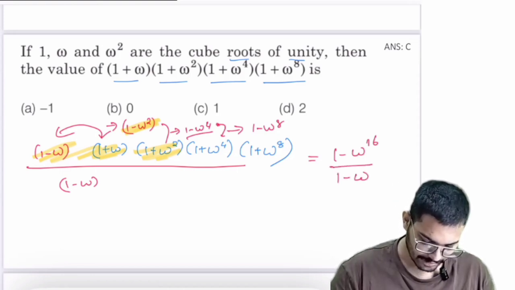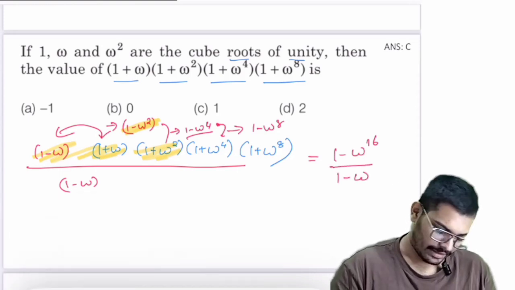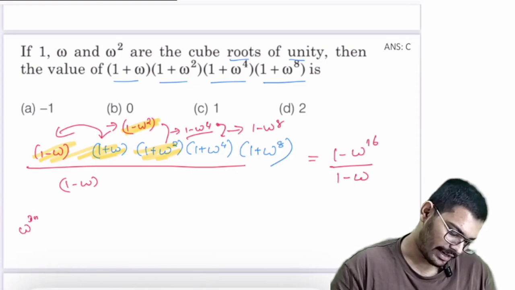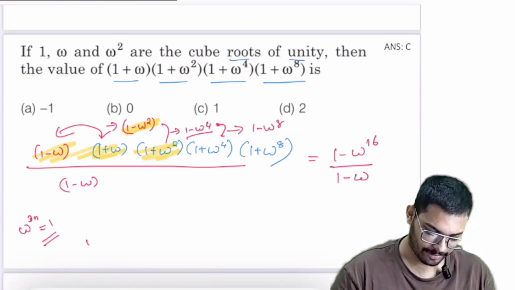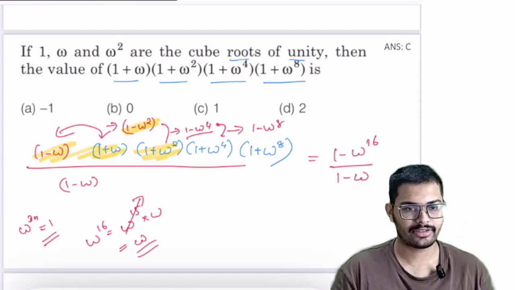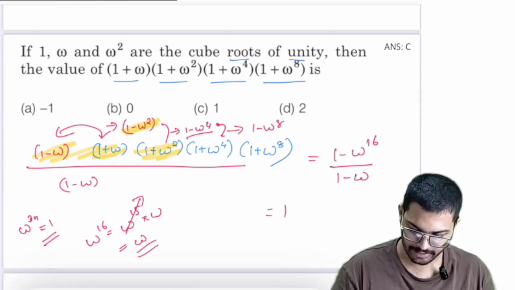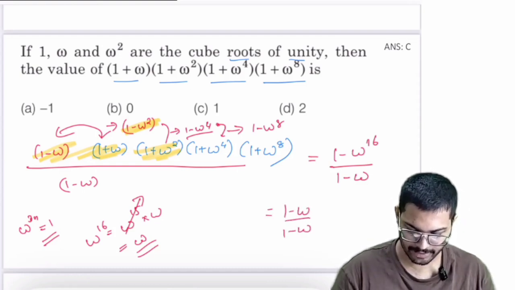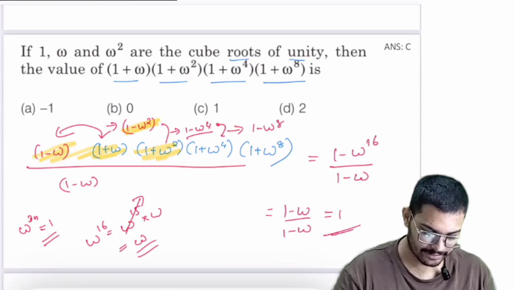Now what is omega raised to 3n? Omega raised to 3n equals 1. Therefore omega raised to 16 can be written as omega raised to 15 into omega, and omega raised to 15 is 1. Basically, omega raised to 16 is omega. Therefore, just substitute, we will get 1 minus omega divided by 1 minus omega. That is, our answer is 1.